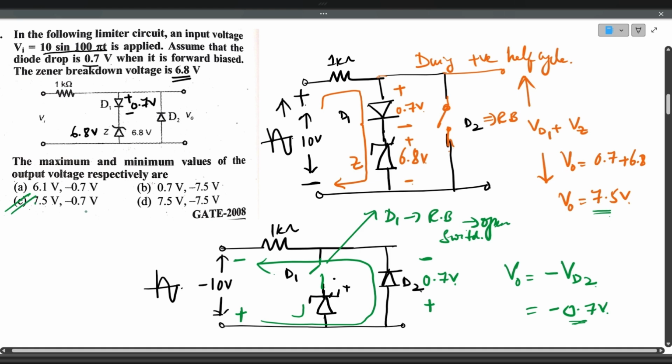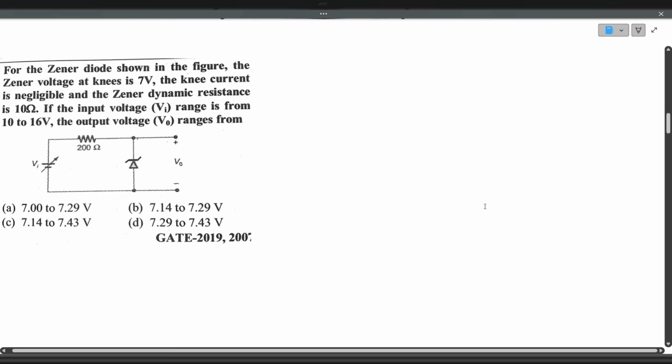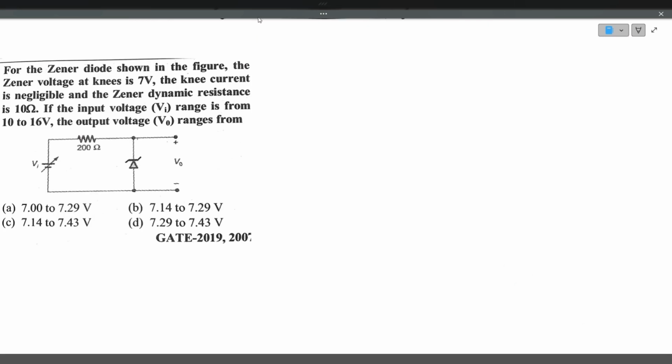These are the maximum and minimum voltages at the output. We'll see the next problem. For the Zener diode in the figure, the Zener voltage is 7 volts. Means he is telling the Zener voltage VZ is equal to 7 volts, that is the breakdown voltage of the Zener diode. Next, the knee current is negligible and the Zener dynamic resistance is 10 ohms and the input voltage ranges from 10 to 16 volts.